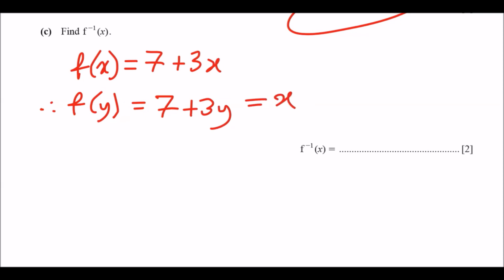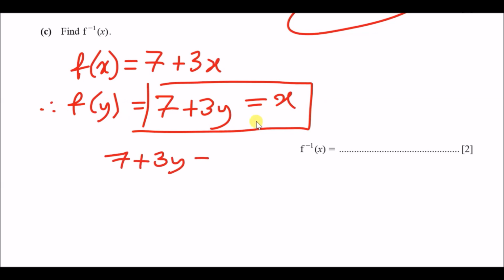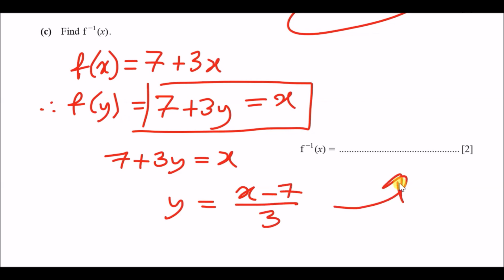And when you do this, the aim is to always rearrange and make y the subject, because when you rearrange and make y the subject, you automatically obtain the inverse. And that's it, guys, you're done. So let's go ahead and solve that equation. So 7 plus 3y equals x. Rearranging this, we could minus 7 across and then divide by 3, and you're going to have y equals (x minus 7) over 3, and we're done.